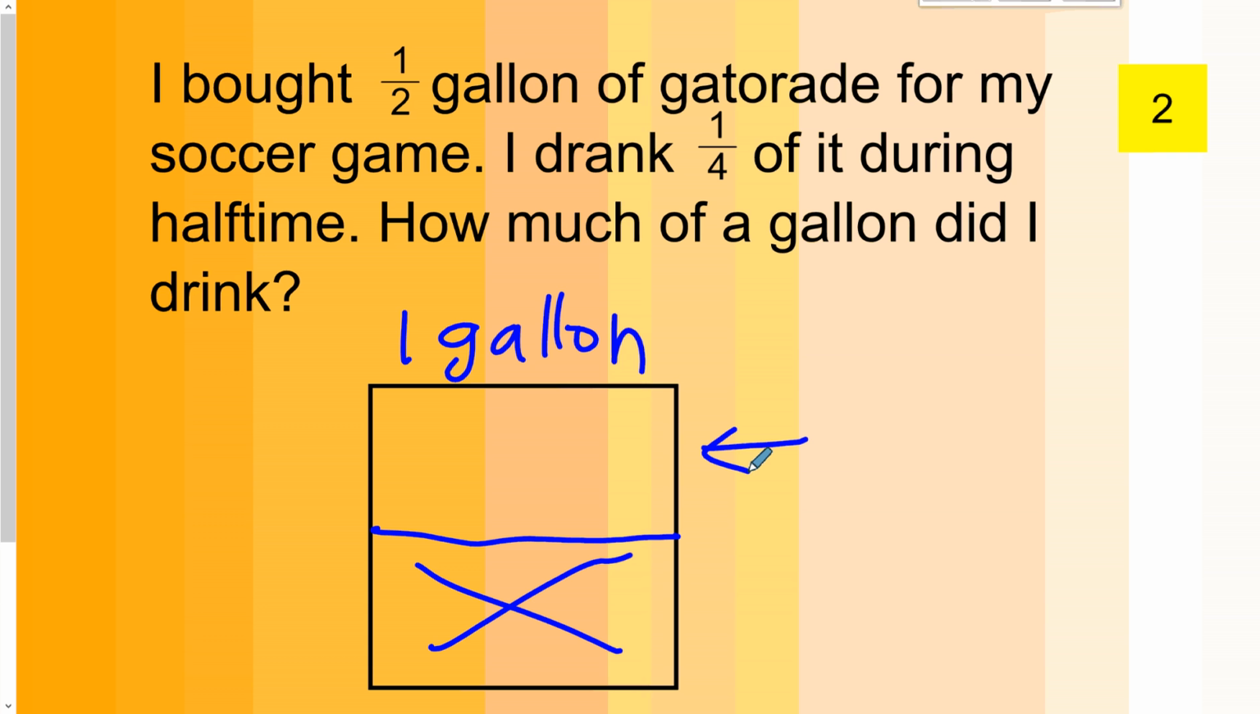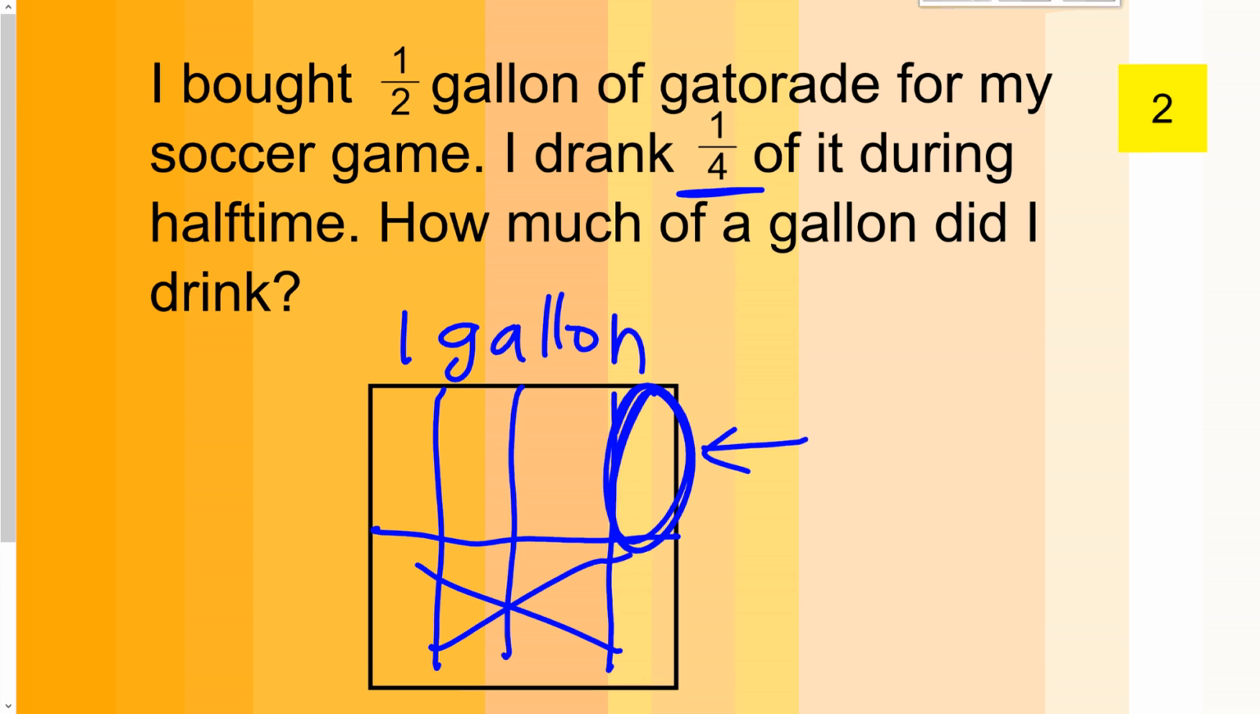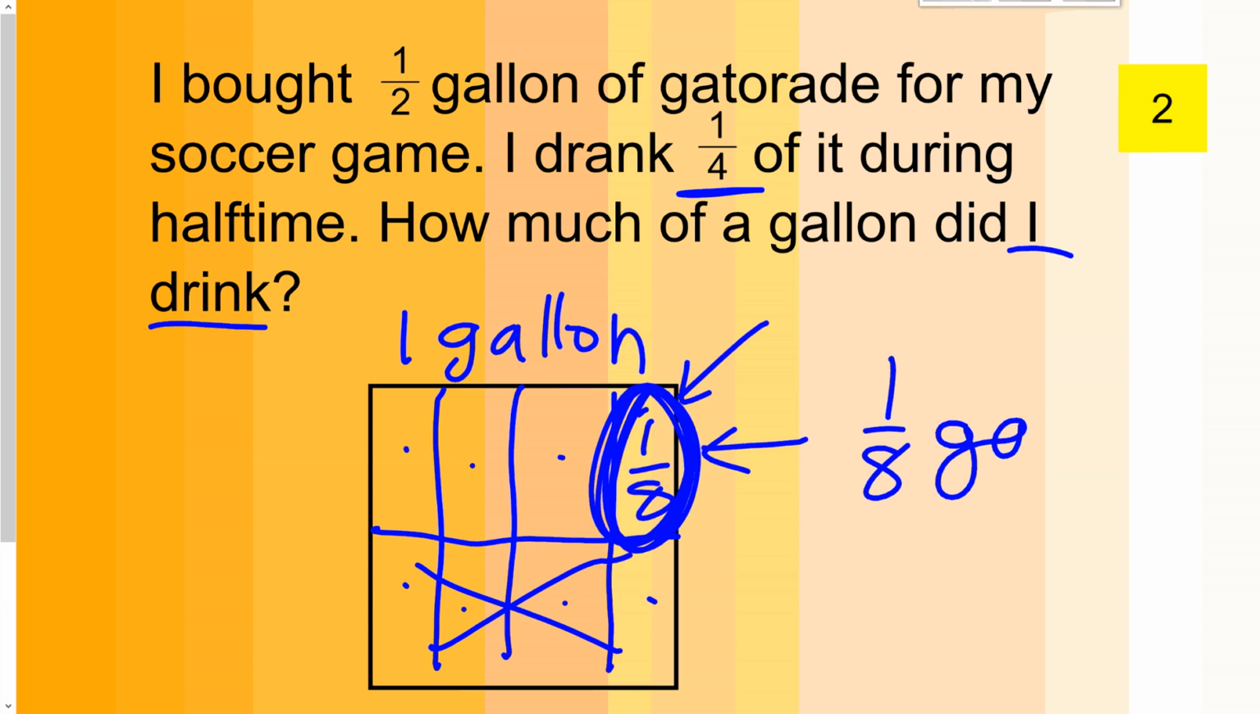Then it says I drank 1/4 of it during halftime. So now what I'm going to do is split it into fourths. This is what I drank during halftime. How much did I drink? Well, that's the part I drank there. And you can see it's 1 out of 8. 1 out of 1, 2, 3, 4, 5, 6, 7, 8. So 1/8 of a gallon.